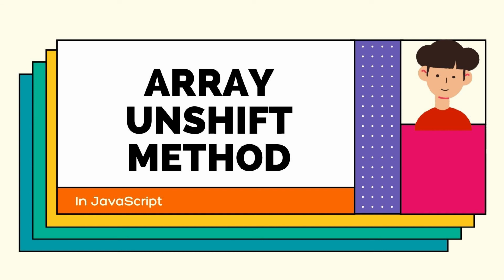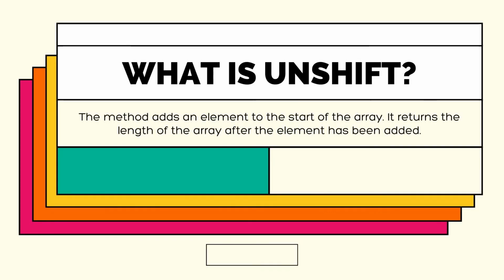So in this video, we're going to look at the unshift method for working with arrays. When we're working with arrays, sometimes we may find ourselves in a situation where we want to add an element to the start of the array. To do this, we can use the unshift method. The method is very similar to the push method, except the items are added to the start of the array, as opposed to the end of the array. The return value from the method is the number of elements within the array after the element has been added.